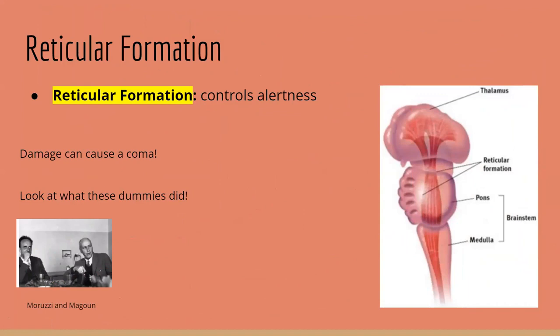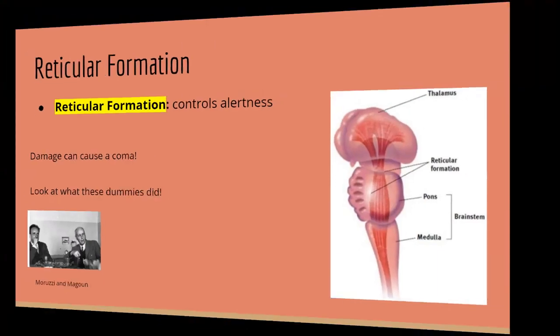They were like, let's just take that thing out of a cat. So they messed up the reticular formation in a cat. And then the cat went into a coma and never woke up. And I didn't show that picture because that's sad to see. Bad. But that's the only way they could find out.